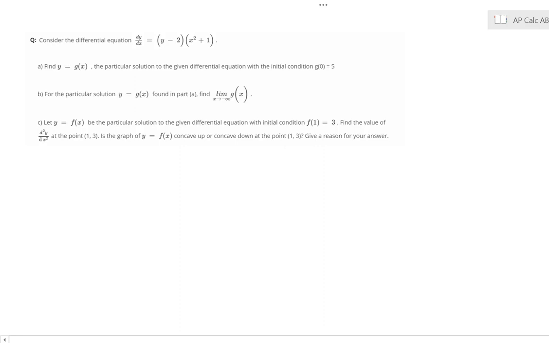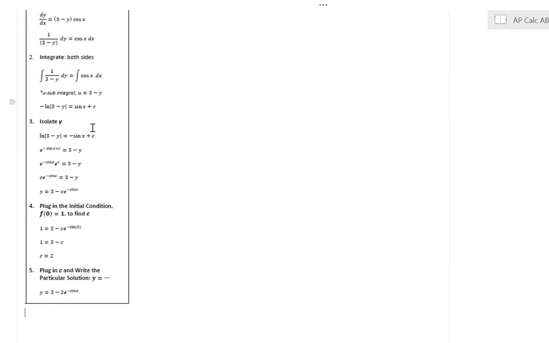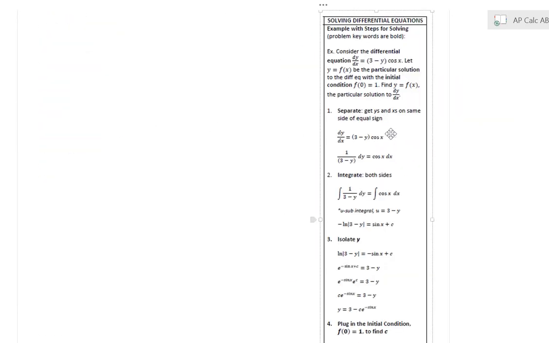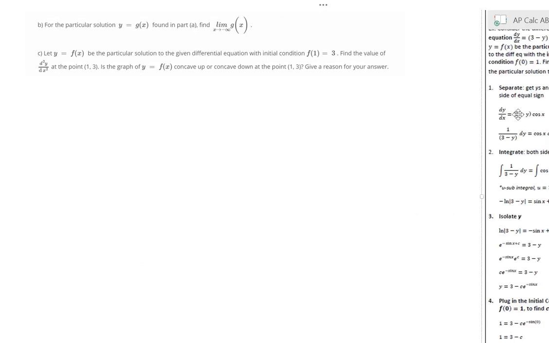So our first question here says, consider the differential equation dy over dx equals (y minus 2) times (x squared plus 1). Now, as soon as I see it say differential equation, I'm actually going to go look on my formula chart, and I'm going to paste that right here. Here we go. And let's follow these steps to figure this guy out.